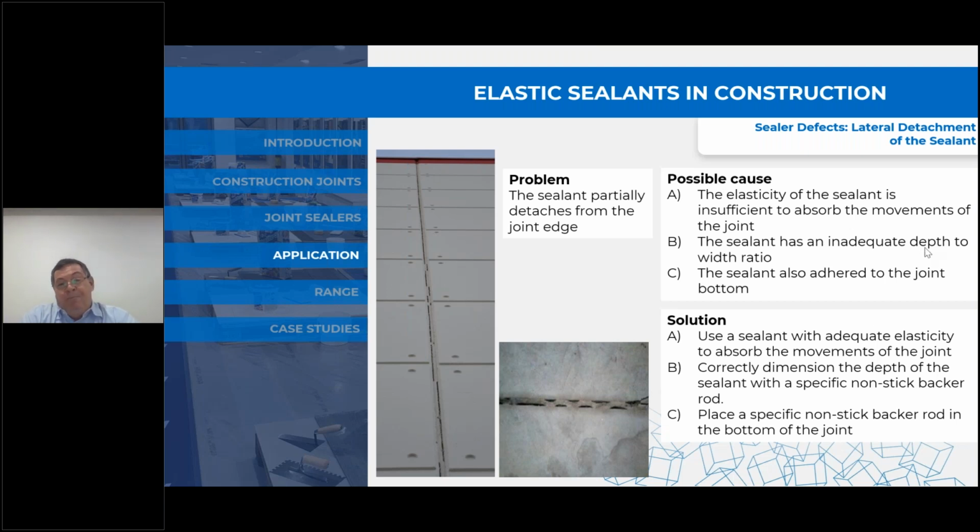The main causes for that are the elasticity of the sealant being insufficient to absorb the movement, so maybe the wrong sealant was used; the sealant having an inadequate depth to width ratio, where we talked about having a backing rod or making sure that the width to depth ratio is correct; and also the sealant may have adhered to the joint bottom, so not having a bond breaker. The solutions to avoid this from happening are to use a sealant with adequate elasticity, of course, correct dimensions of the width to depth of the sealant, and place a specific non-stick backing rod in the bottom of the joint. That will go a long way to avoiding this occurrence.